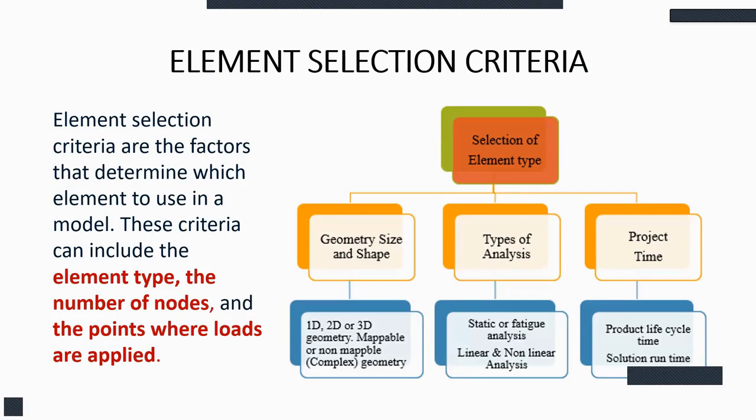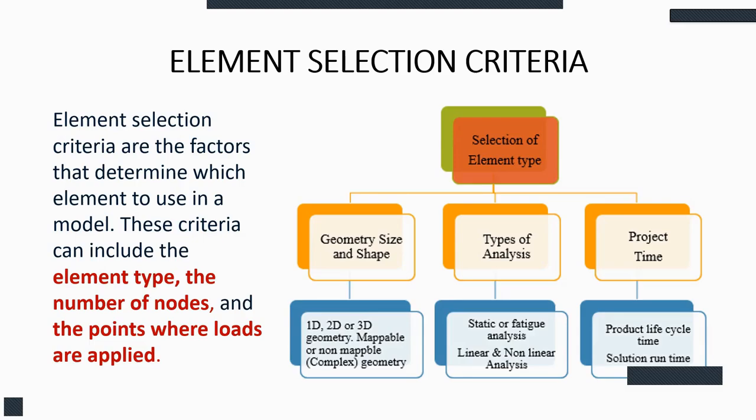Geometry, size and shape: whether it is 1D, 2D or 3D geometry. Mappable or non-mappable: mappable means simple geometry, non-mappable means complex geometry. If the shape is complex, then we will go for another type of mesher. If it is a simple shape, then we will go for another type of mesher. Type of analysis means which type of analysis you have to do: static analysis, linear or non-linear analysis. The third one is project time.